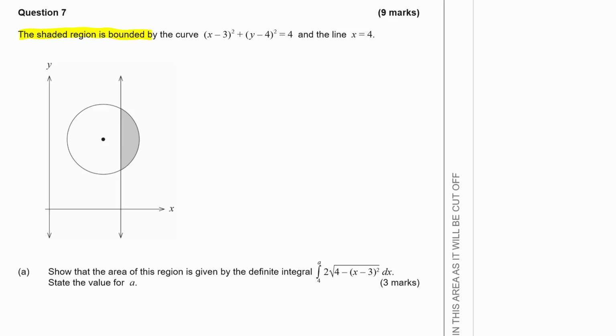The shaded region is bounded by the curve (x − 3)² + (y − 4)² = 4, and the line x = 4. Show that the area of this region is given by the definite integral, the integral from 4 to a of 2 root (4 − (x − 3)²), stating the value for a.